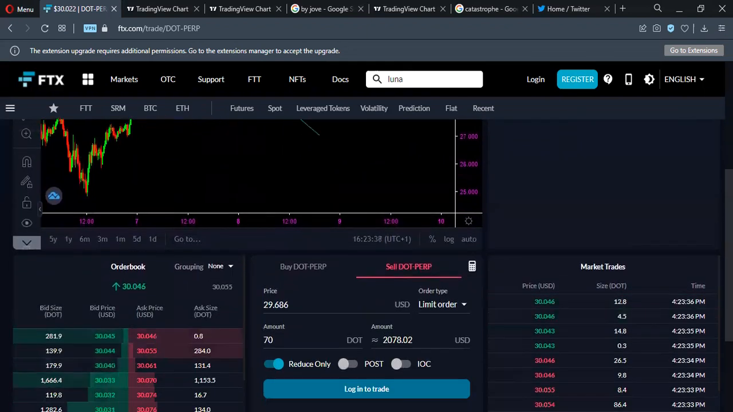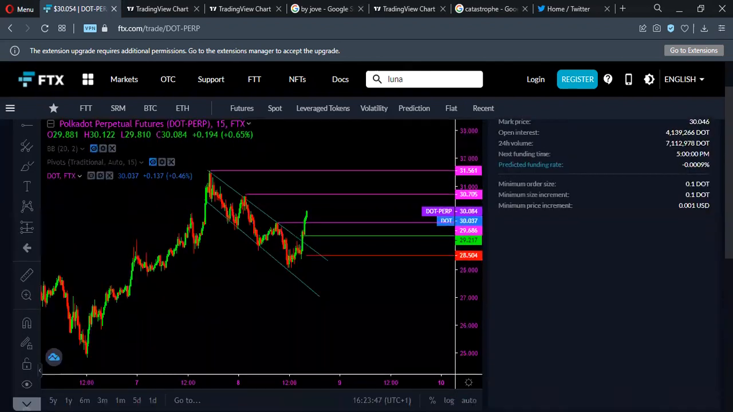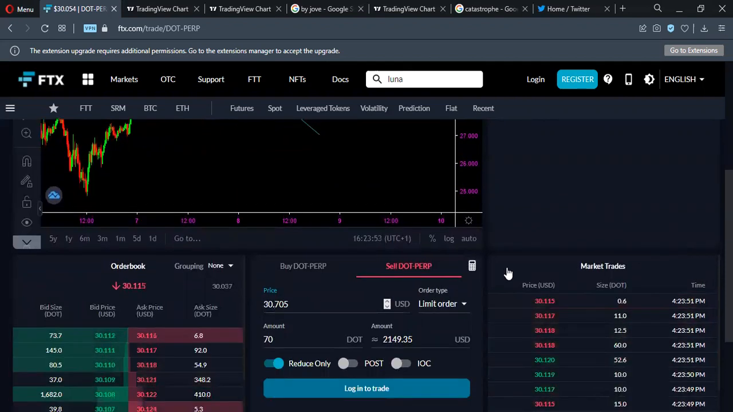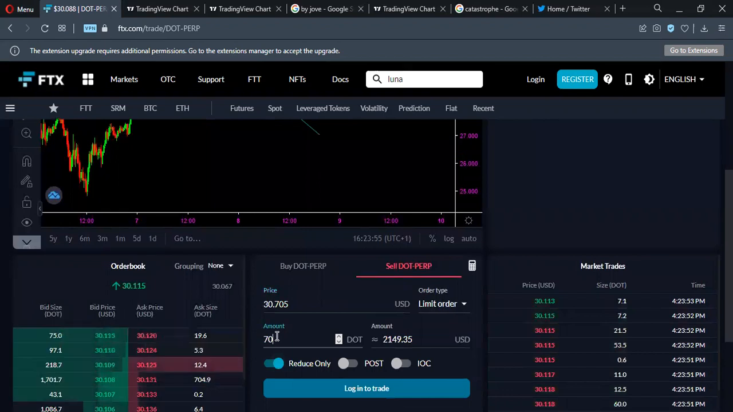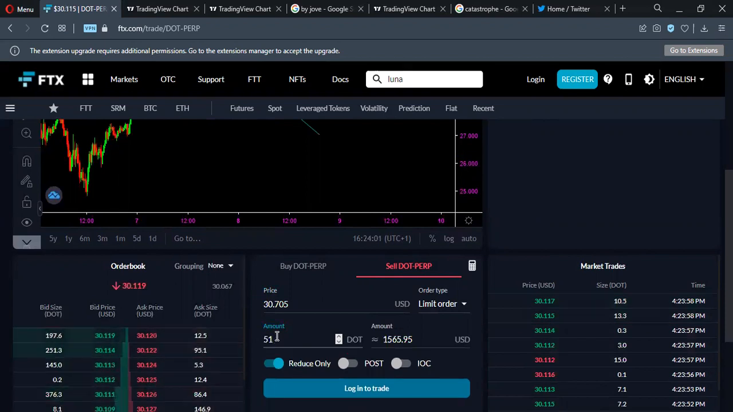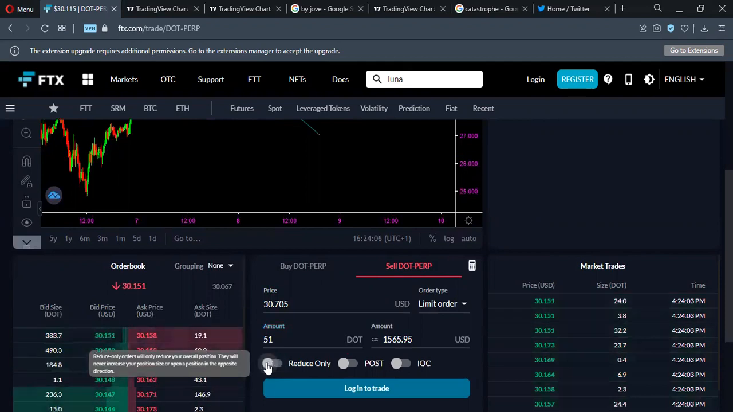Okay, you could decide to close another amount at 30.705. Close some at 30.705. And what quantity? Remember you have 101.1 units remaining. Let's say you just want to close 51. Okay, you want to close 51 at this very level. The same procedure is also involved.